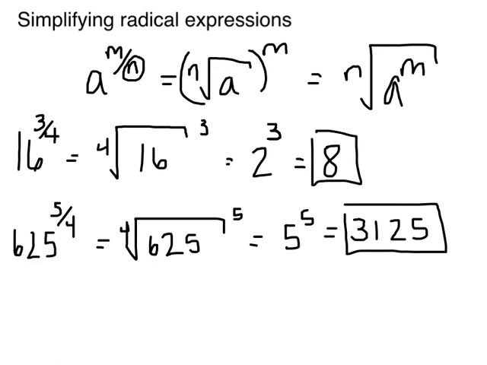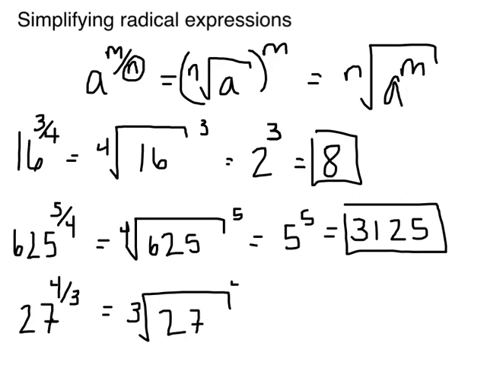Okay, let's look at one more. So I have 27 here to the 4/3. We'll take that cube root of 27 to the 4th power. The cube root of 27 is 3, but I still have that 4th power, which then would end up being 81.